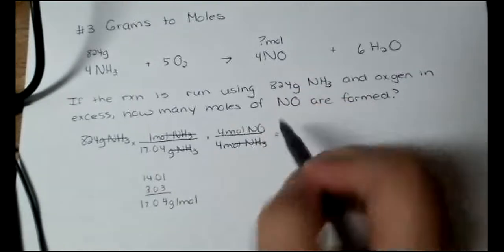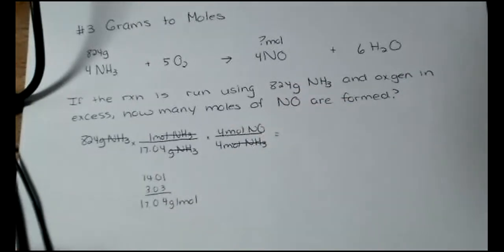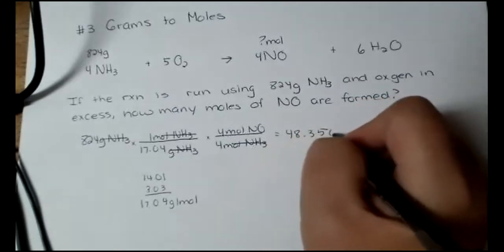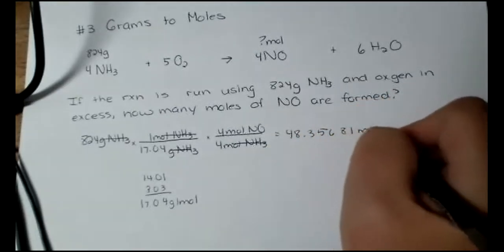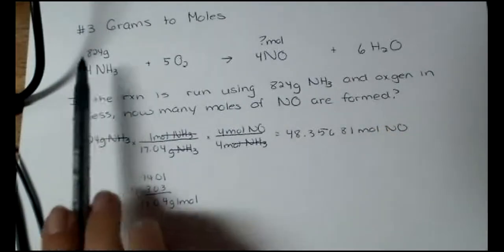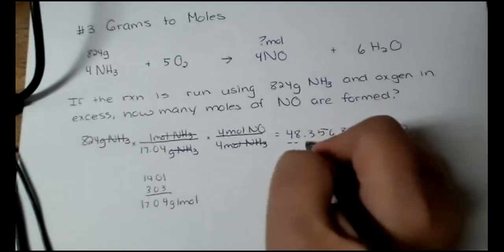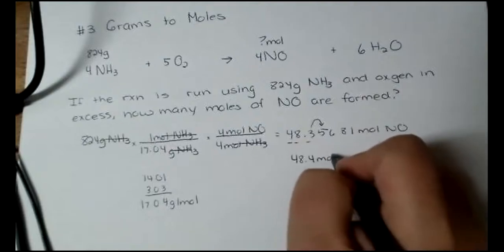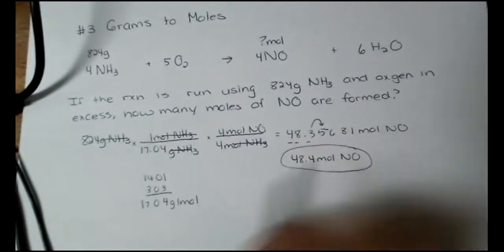So now I just run it through my calculator. I'm going to say 824 times 1 times 4 equals, divided by 17.04 equals, divided by 4 equals, and I get 48.35681 moles of NO. And so I have 3 sig figs in my given, so this needs to be 3: 1, 2, 3. That's going to round it up to 48.4 moles of NO. And that's my answer.